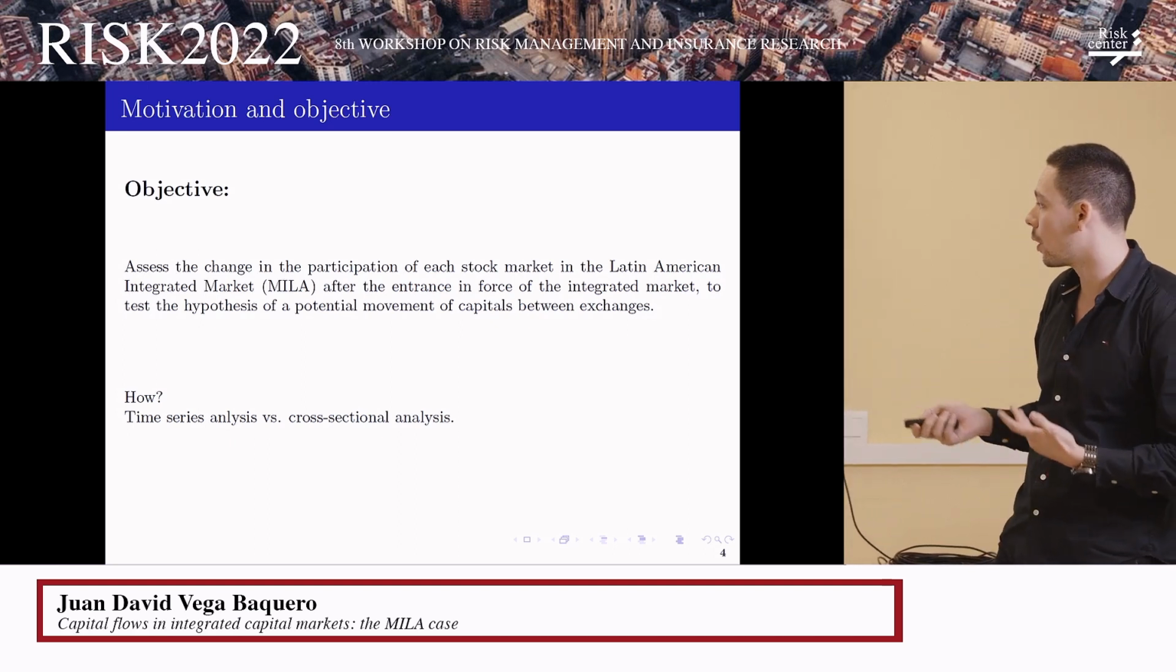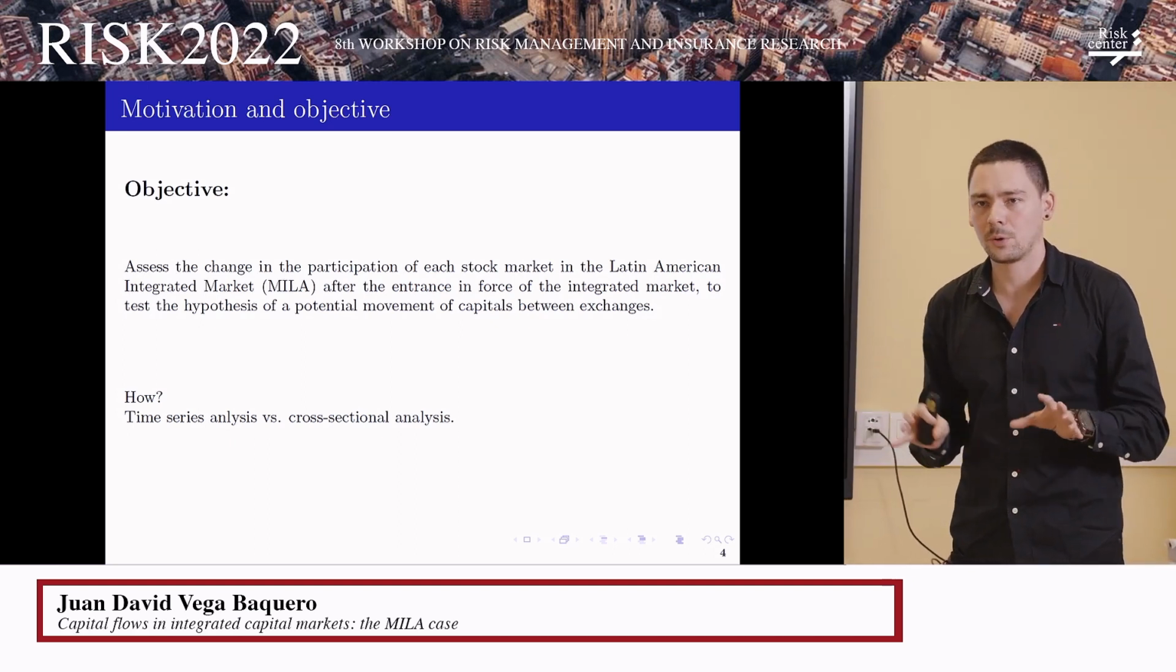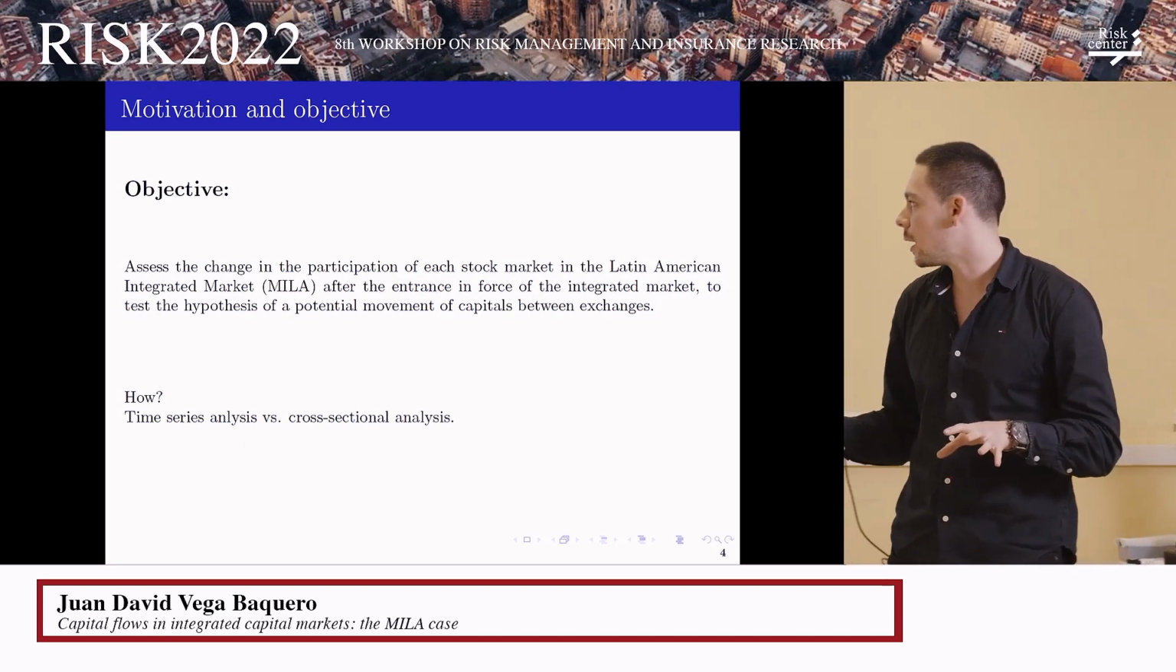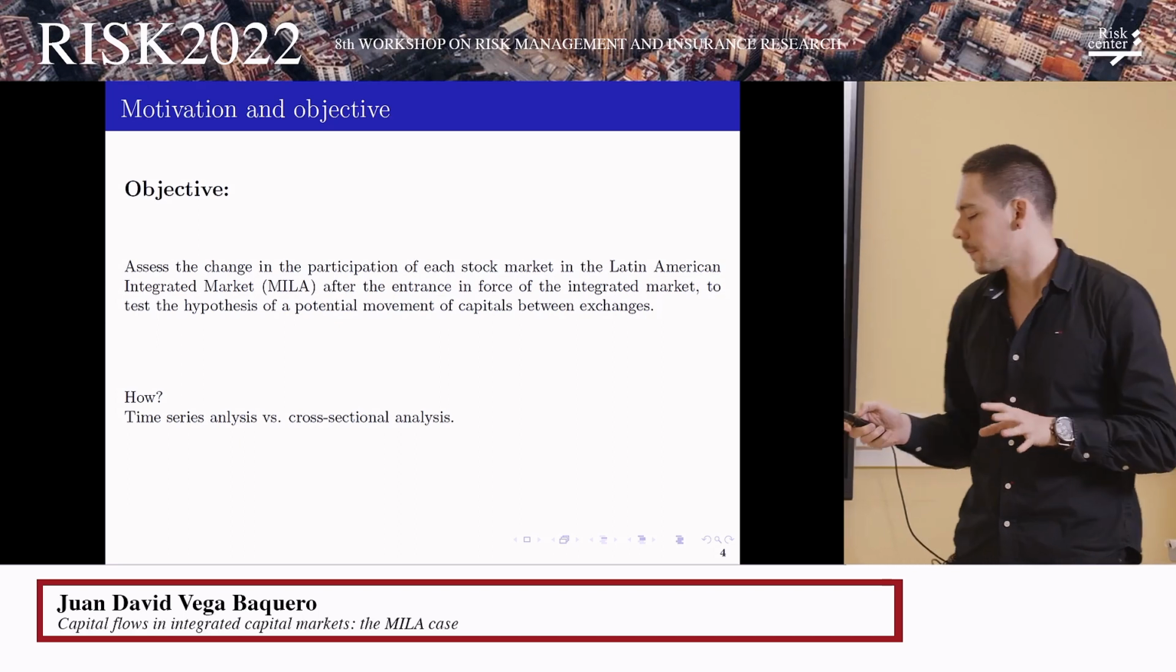And then how are we going to do it? We'll go through two main approaches. Firstly, we'll see a time series analysis, and then we'll go through a cross-sectional analysis.